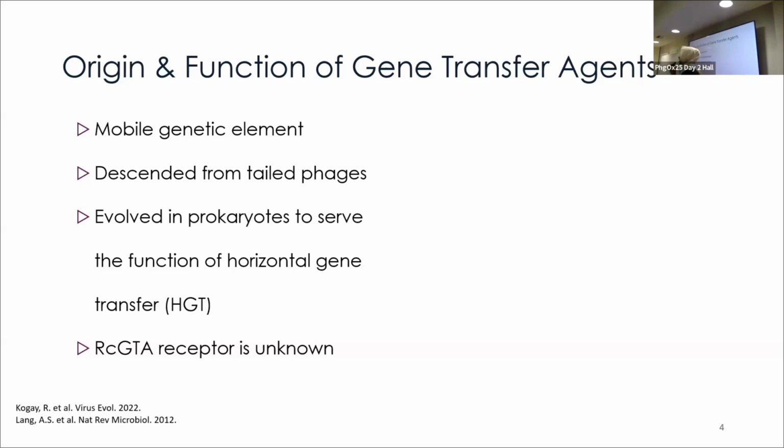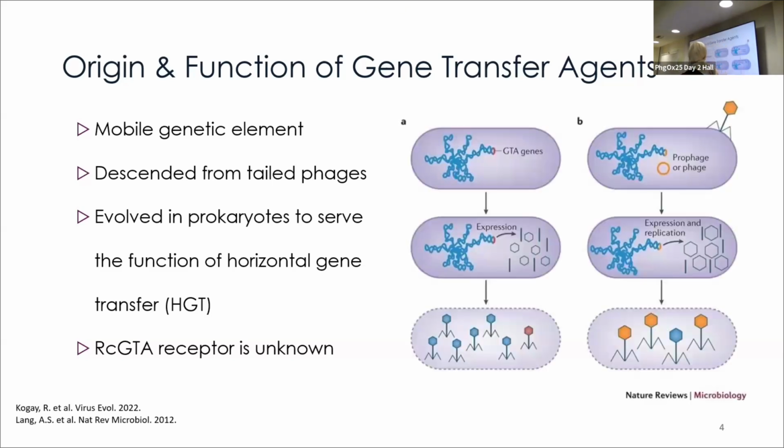So GTA particles are officially classified as mobile genetic elements, just like transposons, plasmids, and integrons are. They're believed to have descended from tailed phages or caudovirales. And we believe that they evolved in prokaryotes to serve the function of horizontal gene transfer in said prokaryotes.